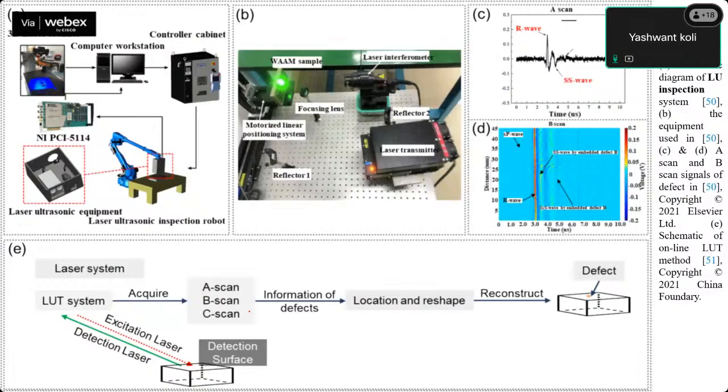So the LUT system can acquire A, B, C scan information of defects, locate and resize them, and reconstruct the defect. Very fine defects can be detected by this also. So it's an advanced version of ultrasonic testing. It is laser-assisted ultrasonic inspection, and it can be used for further testing also.